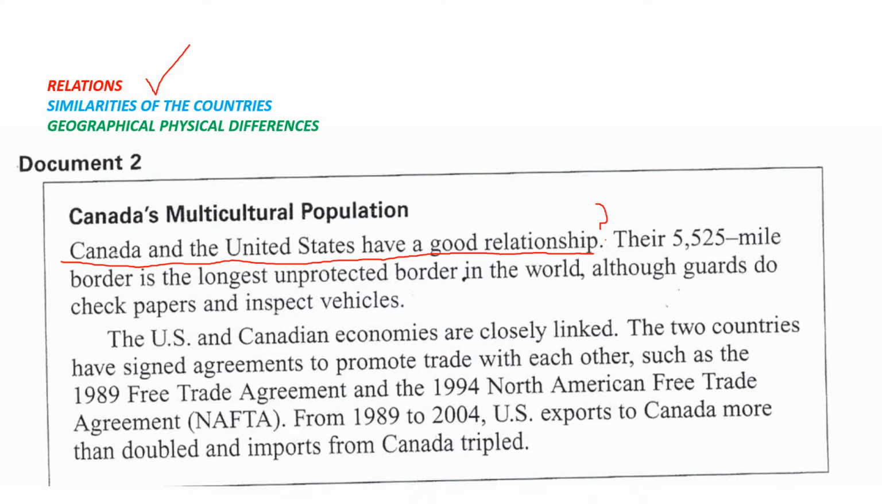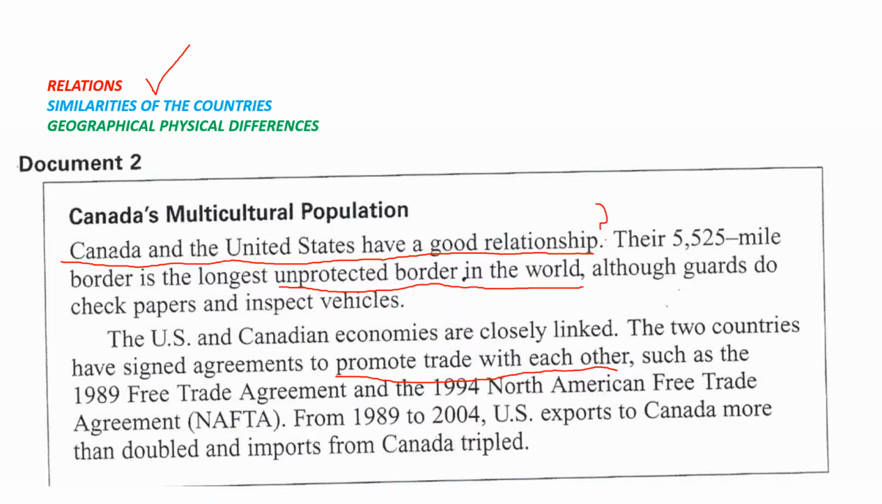Although guards do check papers and inspect vehicles, right? But what does this part say here? Unprotected border in the world. If it is unprotected, then the two countries must trust each other. That's a really good part that supports relations. The US and Canadian economies are closely linked. The two countries have signed agreements to promote trade with each other. So we promote trade. There's two laws, 1989 Free Trade Agreement and the 1994 North American Free Trade Agreement.